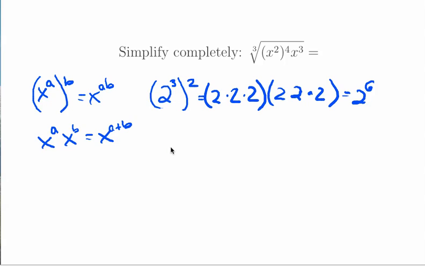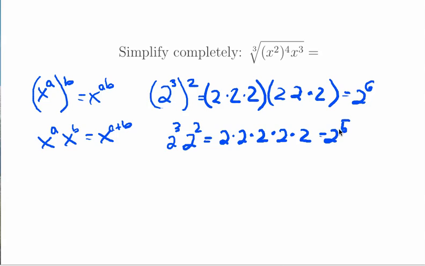I multiplied the exponents. By contrast, if I had 2 to the third times 2 to the second, a situation where I have the same base but different exponents multiplied together, what would that be? Well, that would be 2 times 2 times 2, that's 2 to the third, times 2 to the second, which is 2 times 2. And how many 2's is that? That's 5. So in this situation, I'm adding the exponents together.